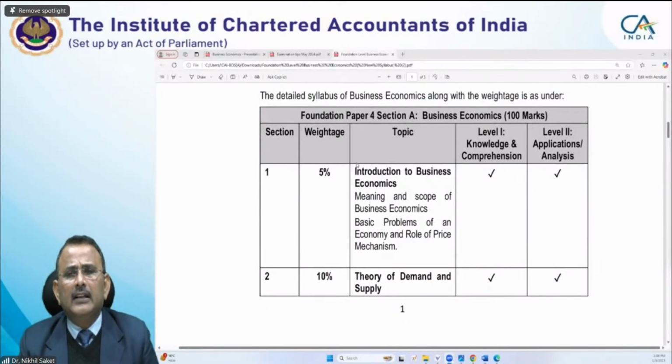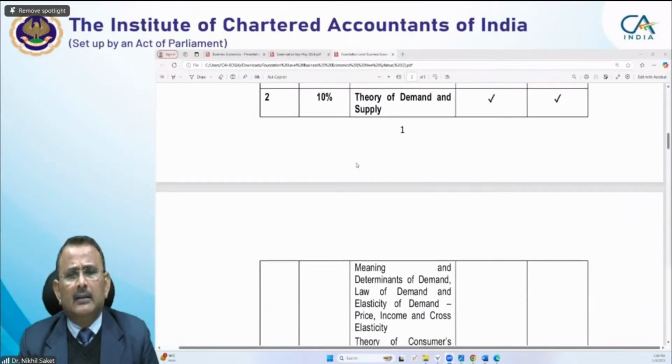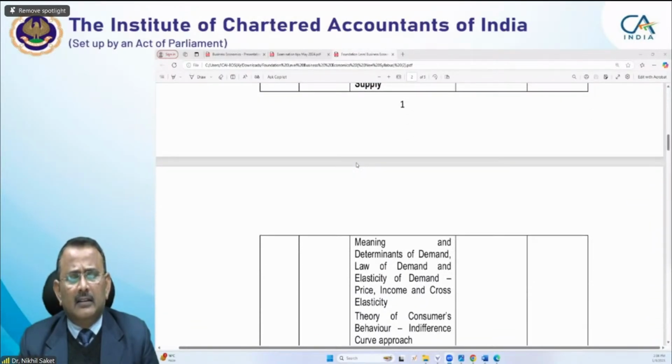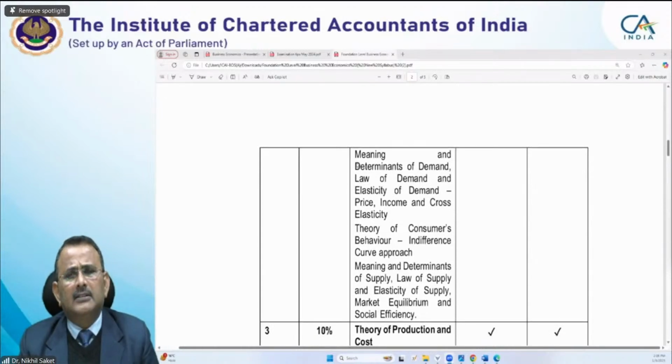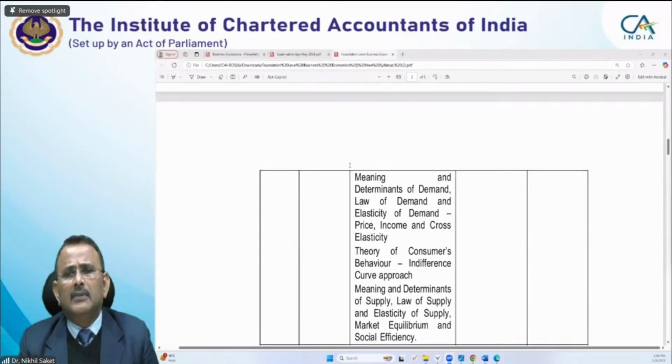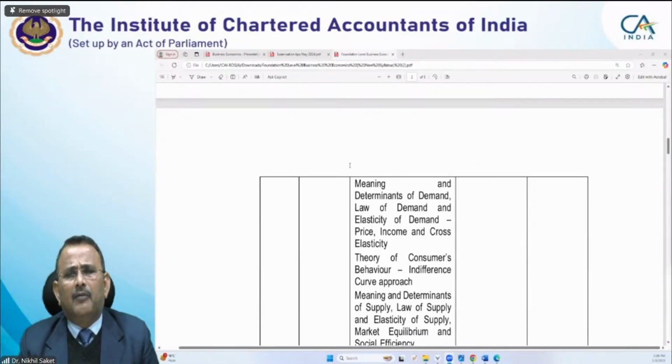The second unit that is important is theory of demand and supply, which has a weightage of 10%, where the meaning of demand and supply, the law of demand, the law of supply, elasticity, theory of consumer behavior, indifference curve approach, elasticity, and other related concepts are there. Demand and supply is very basic for the student, and very important for understanding the basic concepts in economics.